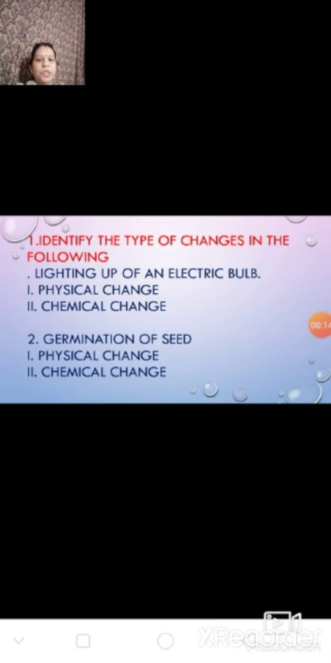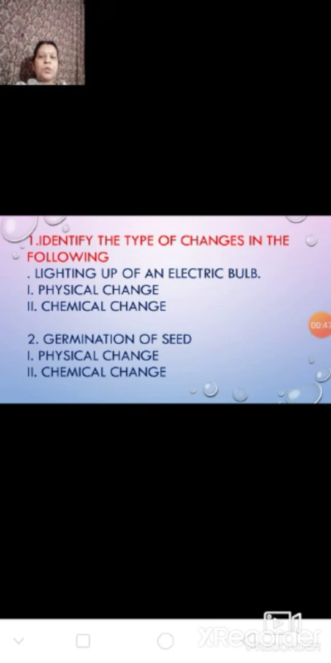Identify the type of the changes in the following. Number 1, lightening up of an electric bulb. So, children, here you have to find out whether it is a physical change or a chemical change. Before starting, children, I will just tell you all the answers are there in the end. So you can just do your questions, write down the answers, and then you can check for your answers in the end. Question number 2, germination of the seed, whether it is a physical change or a chemical change.